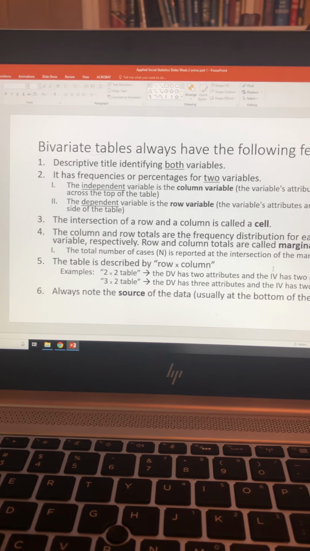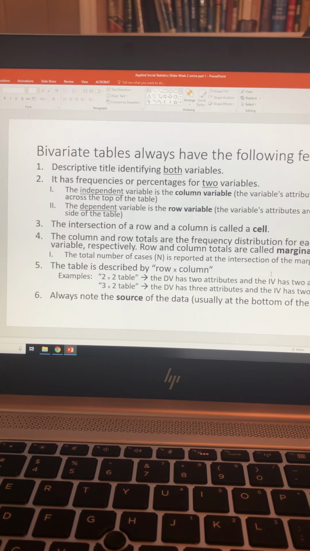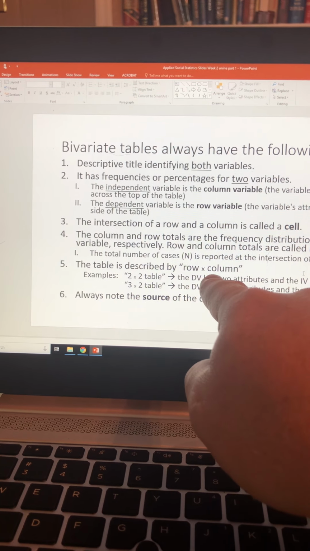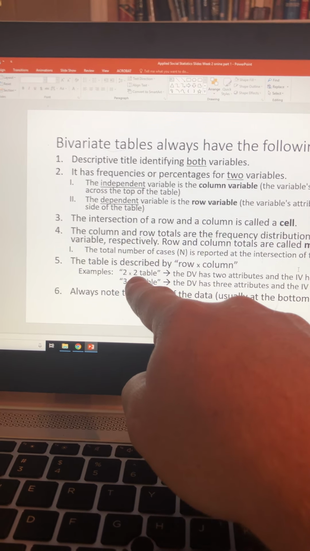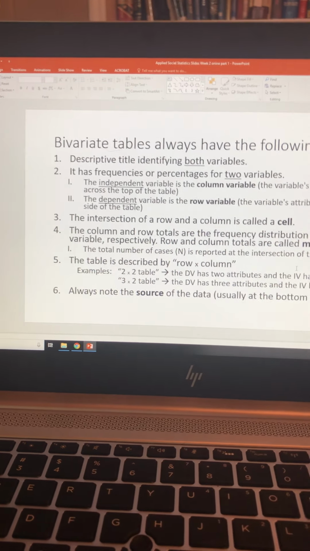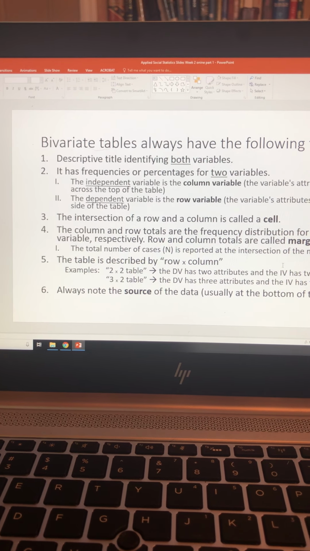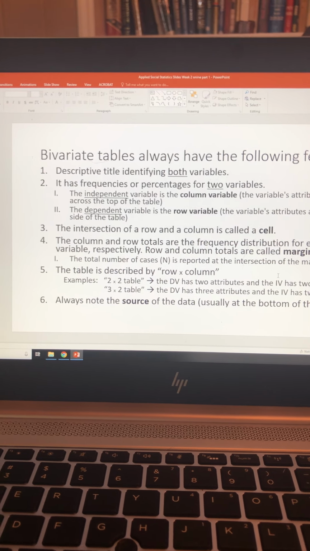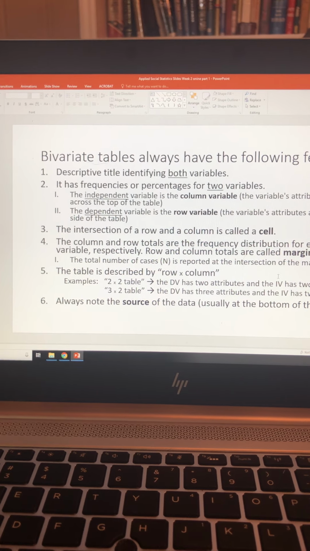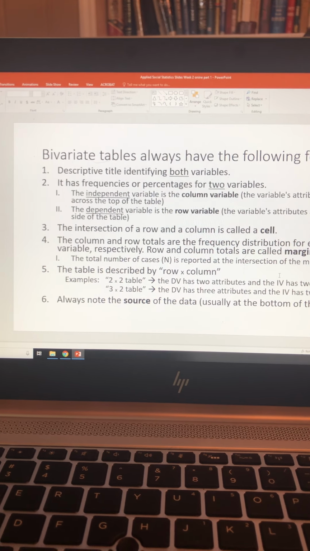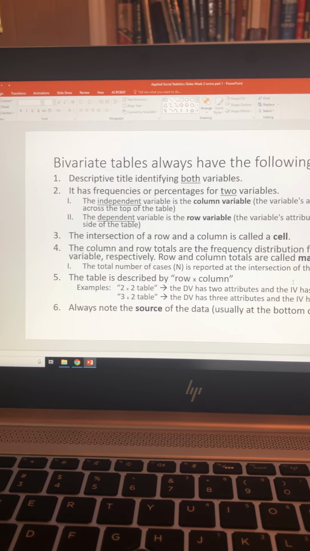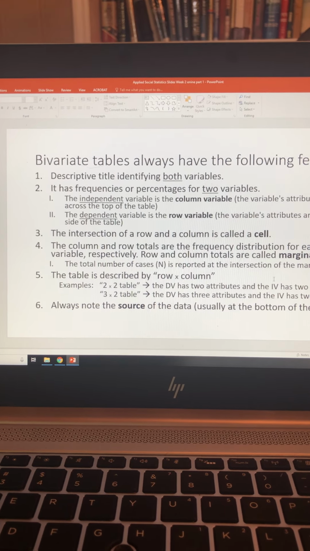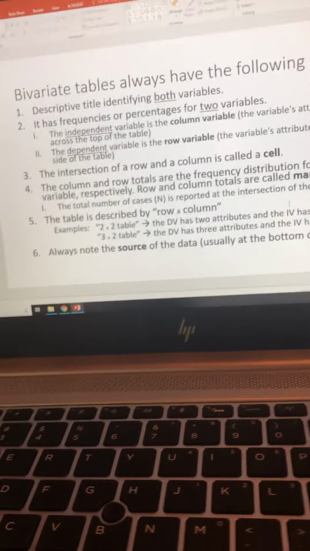And then lastly, the table is described by row times column. So again, it's your dependent variable by independent variable. The column variable is your independent. So a 2x2 table, the dependent variable would have 2 attributes, the independent variable would also have 2. But in a 3x2 table, the dependent variable would have 3 and the independent variable would have 2 attributes. I mean, obviously these tables can get huge. I'm not going to overwhelm you with making a 10x10 table, but expect something like a 4x2 or 4x3. That's conceivable.